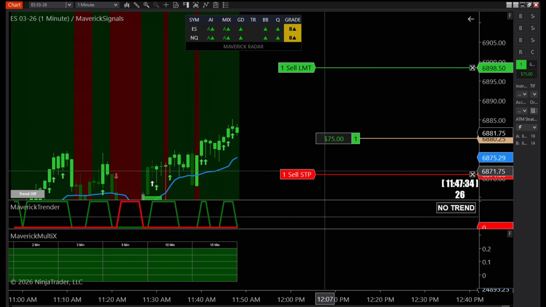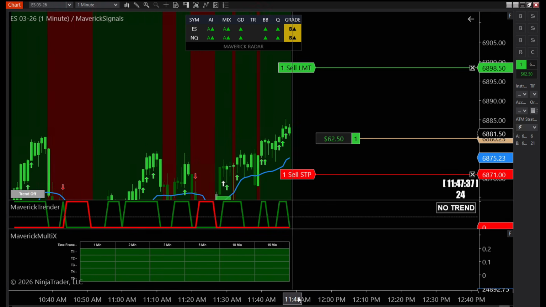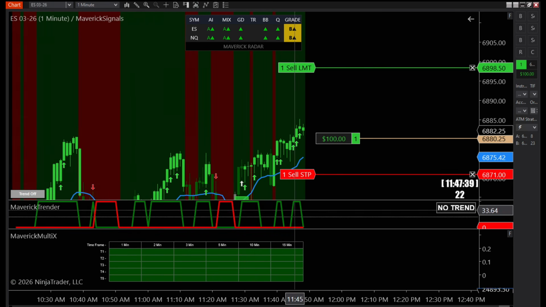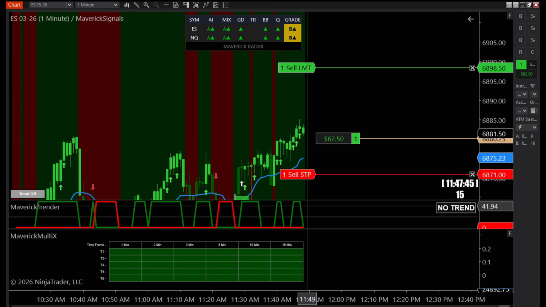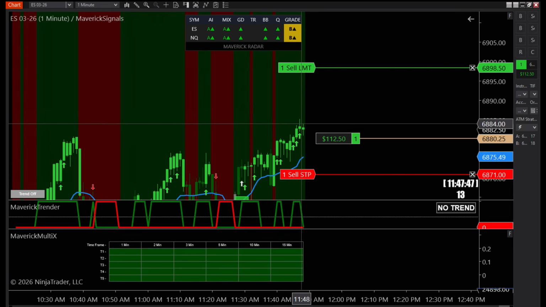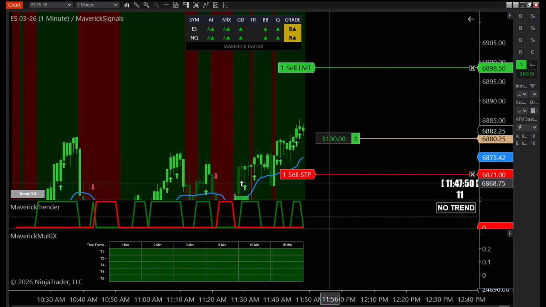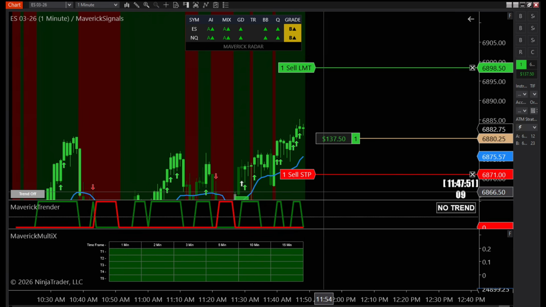Now we have been downgraded to a B grade on both the ES and NQ, but looks like you're getting a little retracement here. No big deal. Maverick Trender, when this line is pegged to the top, it is showing massive strength and momentum, and it's part of an A grade. So we just lost our Maverick Trender because it looks like you've been coming up for 4 or 5 candles, and now it's starting to retrace a little bit. That's okay. That's how the market works.